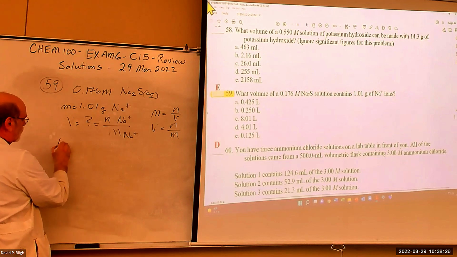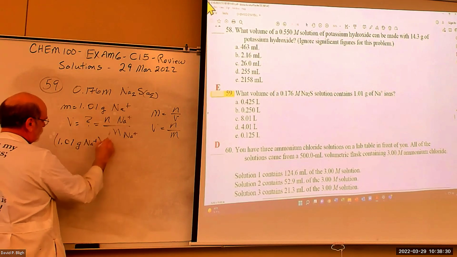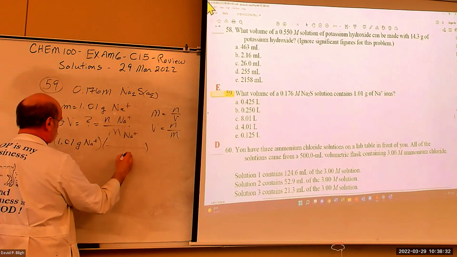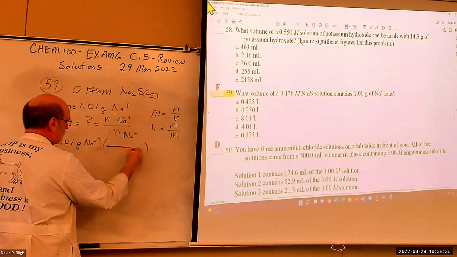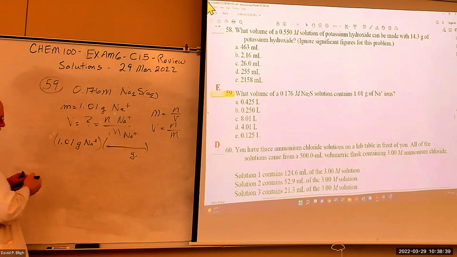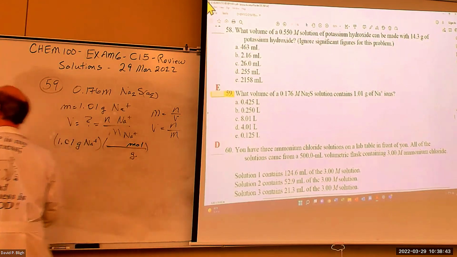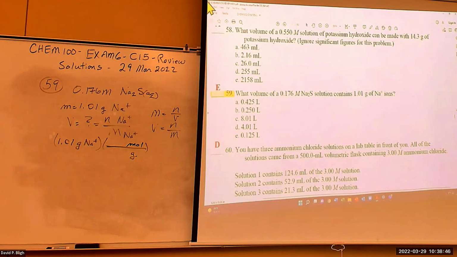Just need 1.01 grams of sodium ions. Be how many moles of sodium ions? This thing's starting to get weak. So sodium is 23. Yeah, 23.